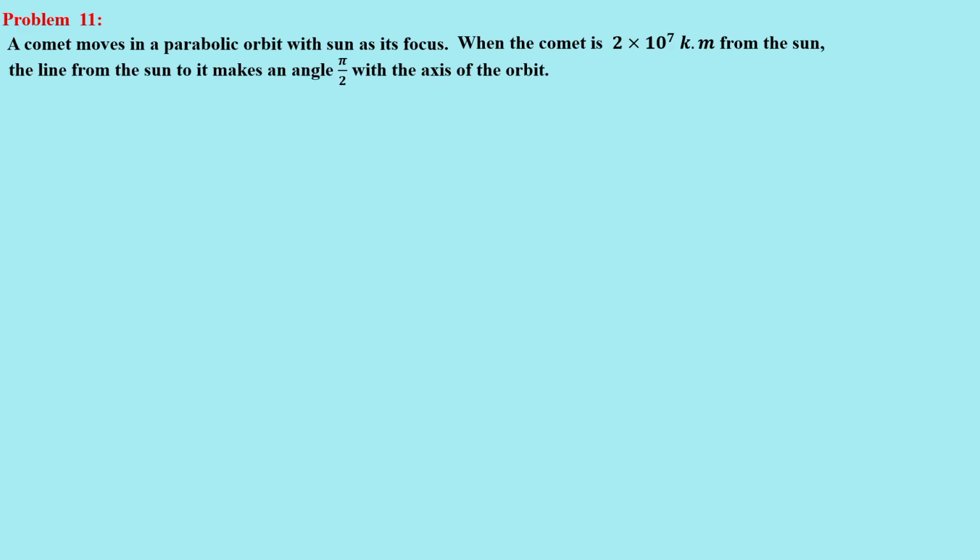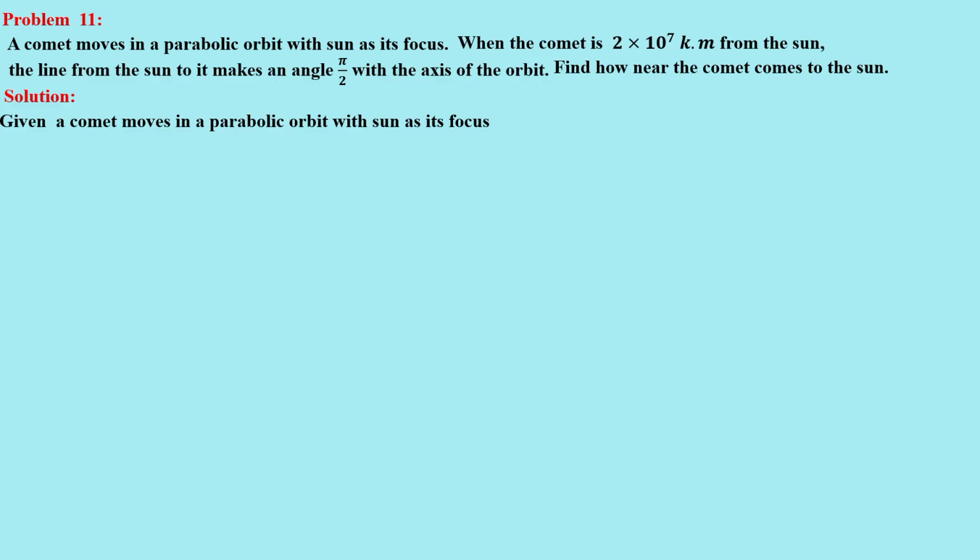A comet moves in a parabolic orbit with the sun as its focus. When the comet is 2 into 10 power 7 kilometers from the sun, the line from the sun to the comet makes an angle pi by 2 with the axis of the orbit. Find how near the comet comes to the sun. So when the comet is very near to the sun, we have to find that position.